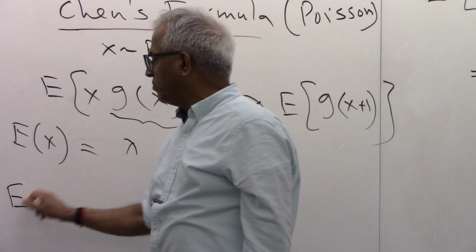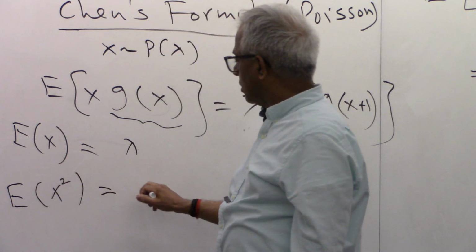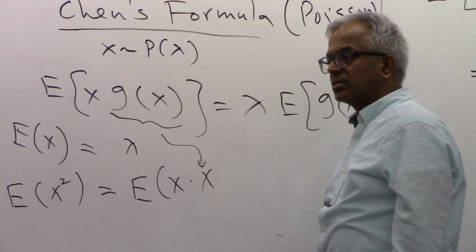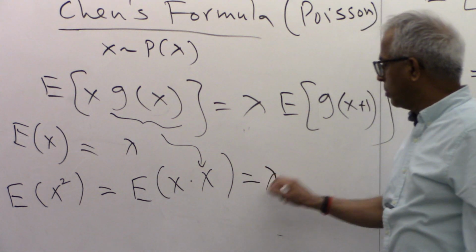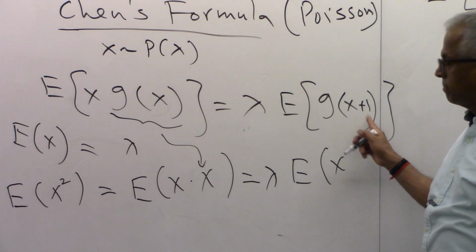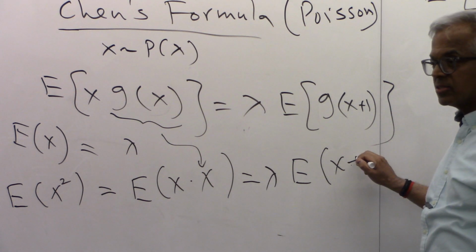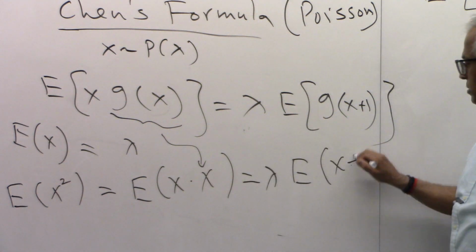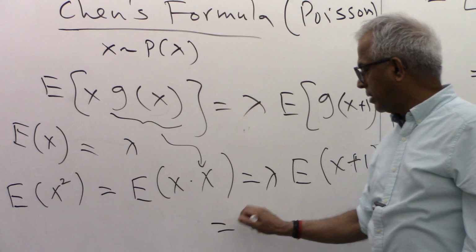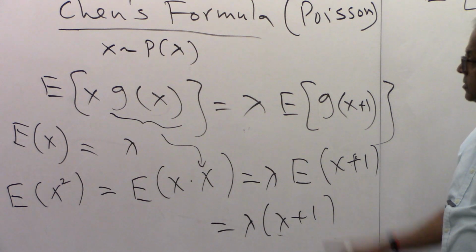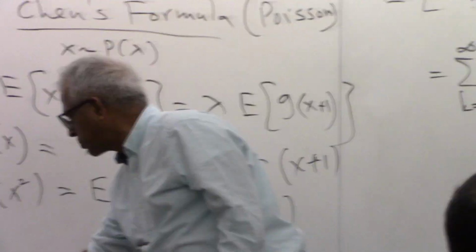So let's do the expected value of x squared. I can write it as the expected value of x multiplied by x. So g of x is x. According to Chen's formula, it is lambda multiplied by the expected value of g of x plus 1. G of x is x, so that's x plus 1. So this is simply lambda multiplied by lambda plus 1, same as before.